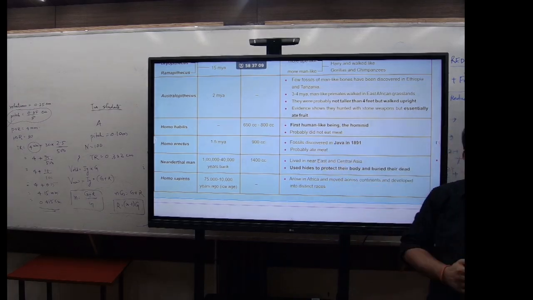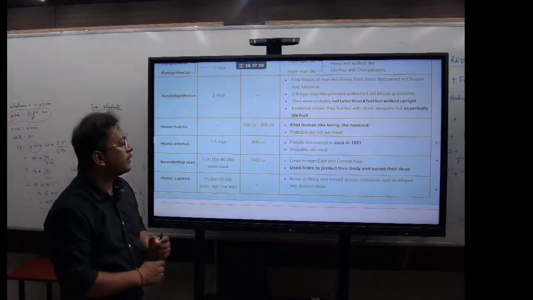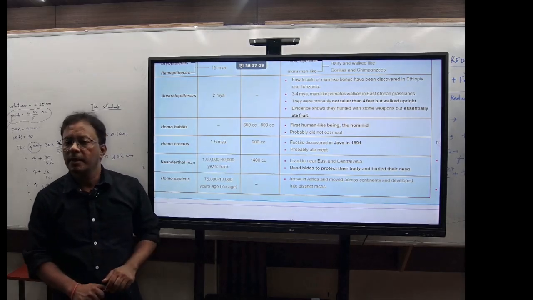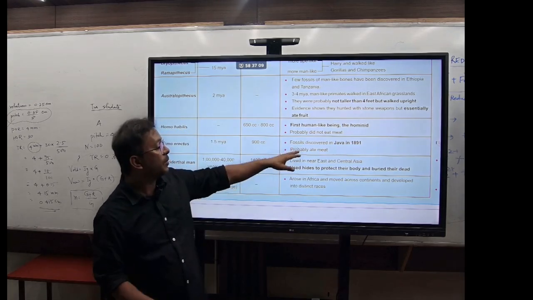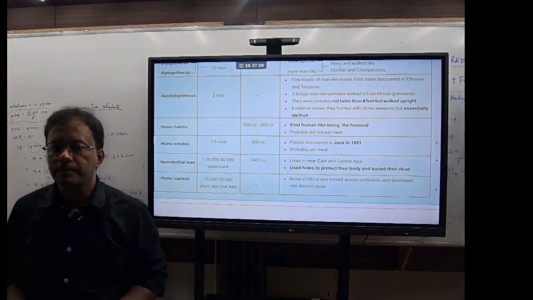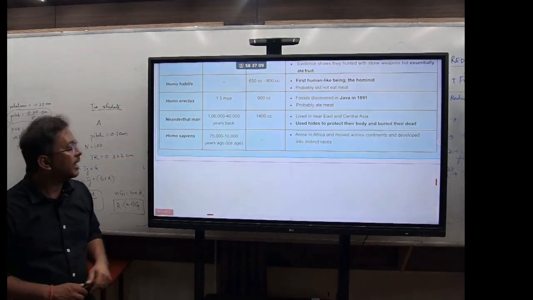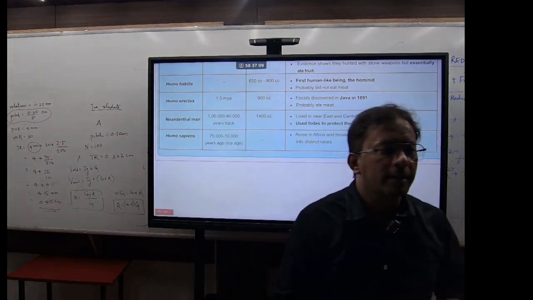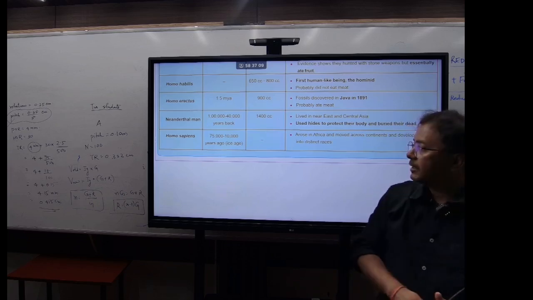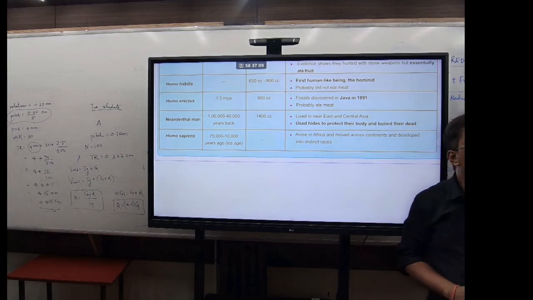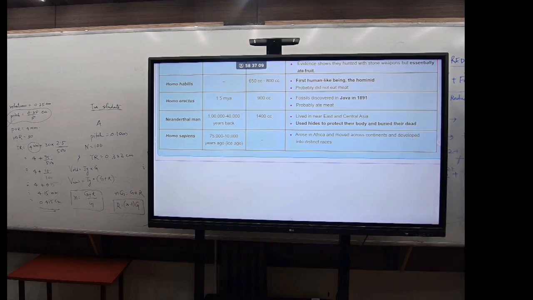And comes the next one, the Homo erectus, who was living around 1.5 million years ago with a brain capacity of 900 cc. And we found his fossils in Java in 1891, and they probably ate meat, because of the well-developed canines. And around 100,000 to 40,000 years back, there was a man called Neanderthal. This Neanderthal has a brain capacity of 1400 cc, and lived in Near East and Central Asia.